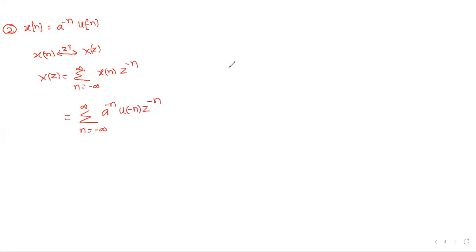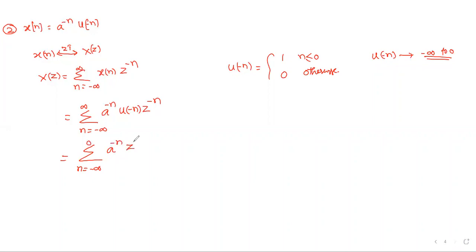So again you see that u of minus n is given. So what will be the limits? Otherwise you can write it as u of minus n equal to 1 for n less than or equal to 0, otherwise 0. Simple. If you want, you can write like this. Otherwise, what are the u of minus n limits? The limits will become minus infinity to 0. Simply you can write like this. Here summation n equal to minus infinity to 0 a power minus n z power minus n. Again here also you see that minus is there, right?